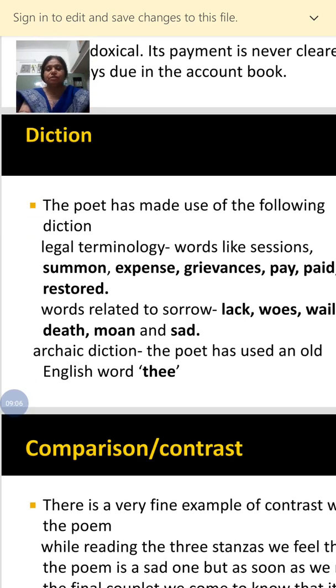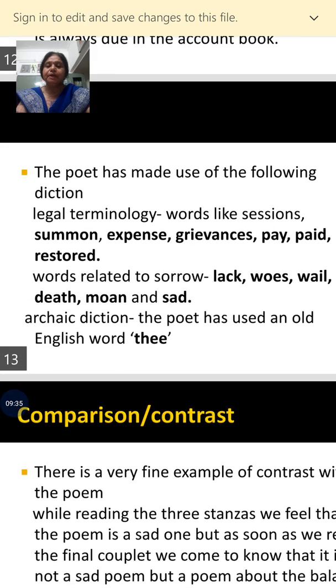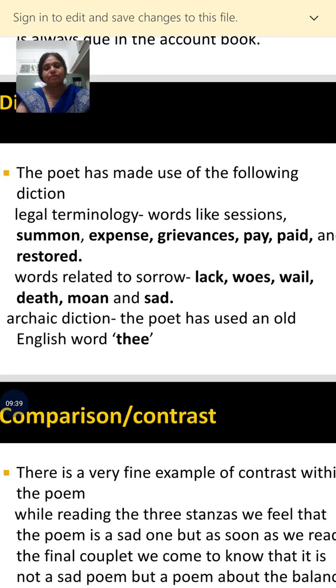Now comes the diction. Diction, as I told you, is the type of words or terminology used by the poet. So in this poem, the poet has made use of the following diction. First of all, he has used legal terminology. Legal terminology means he has used such words which are used in the language of the court. So the expressions like summon, expense, grievance, session, paid, restored. Now these words are generally used in the language of the court. Then he has also used words related to sorrow, and those words are lack, woes, wail, death, moan and sad.